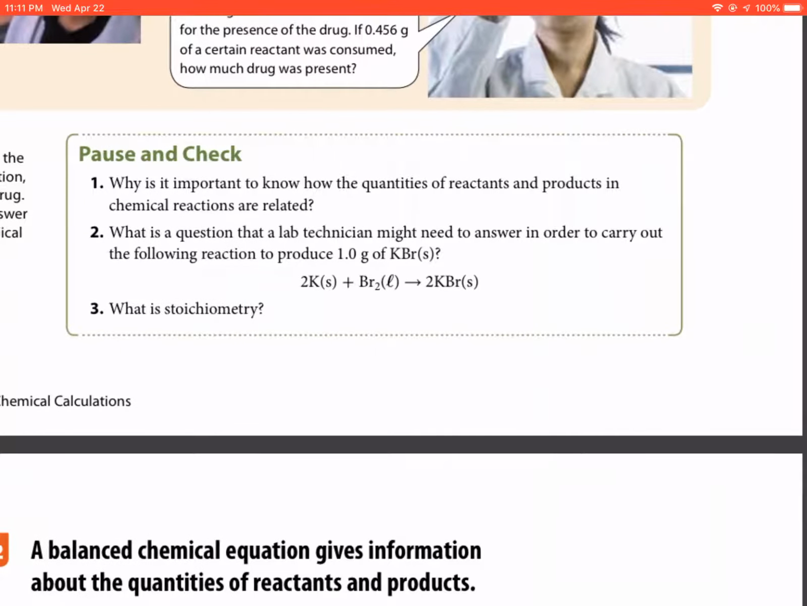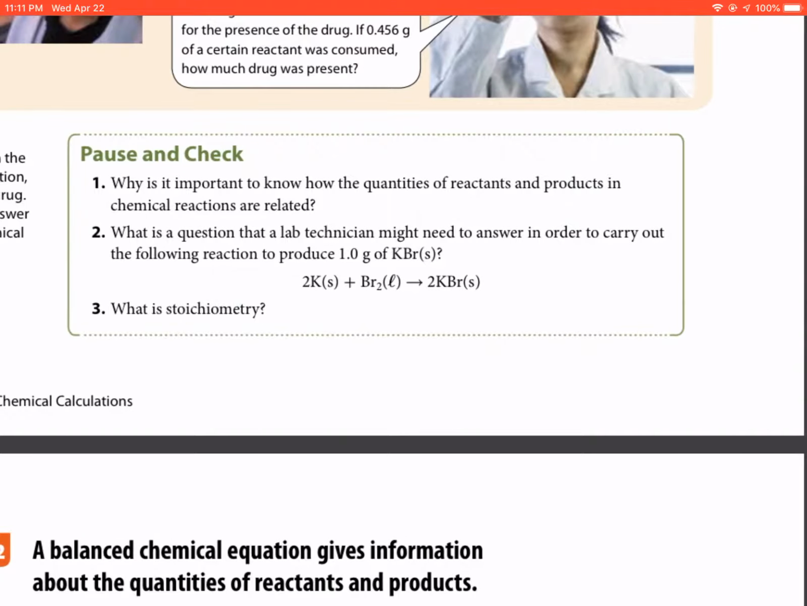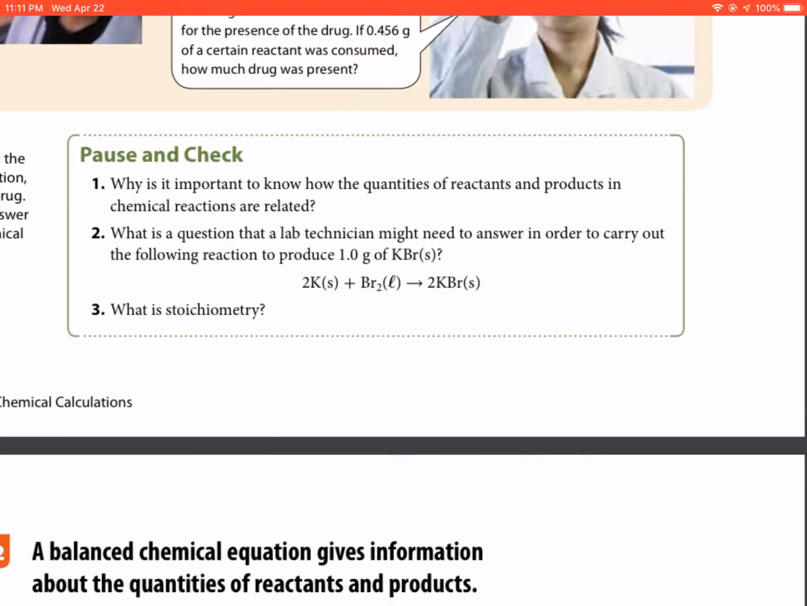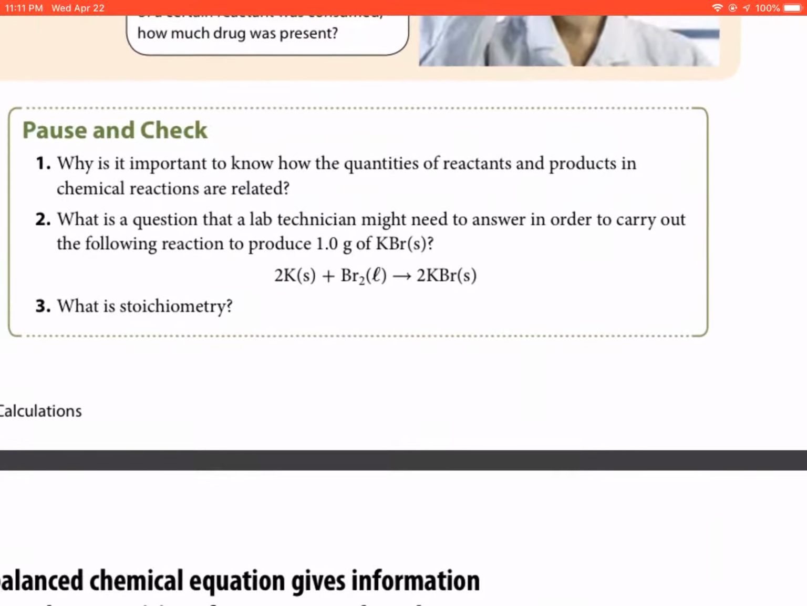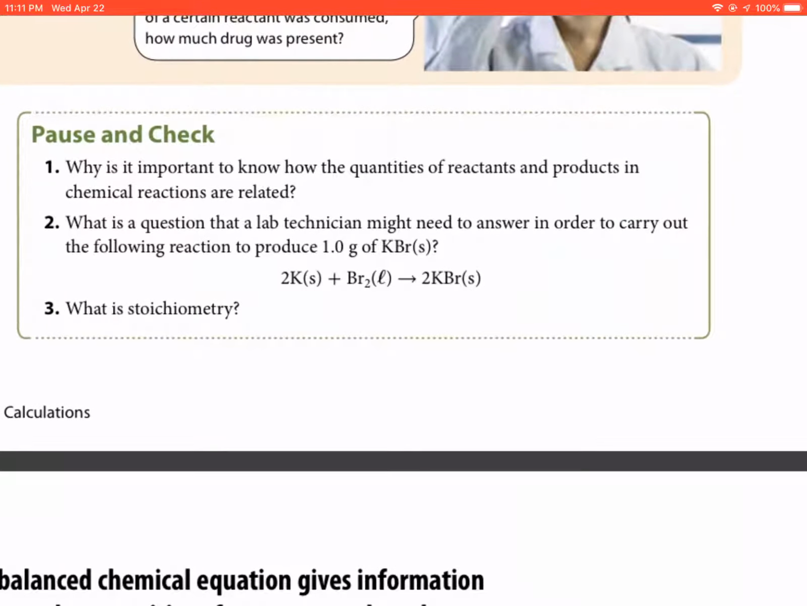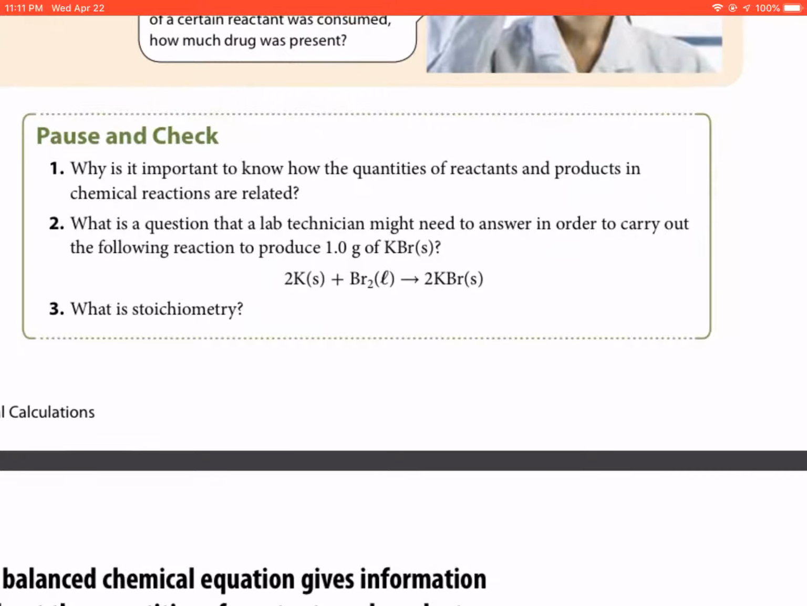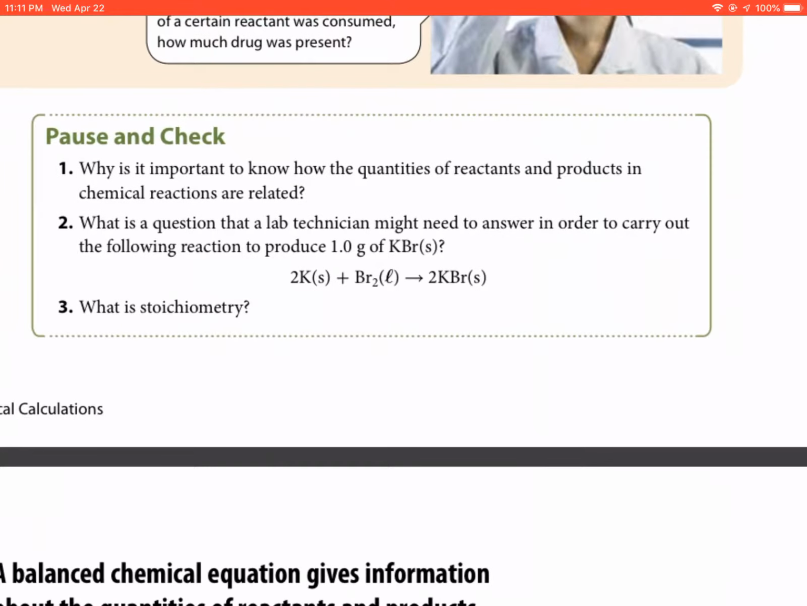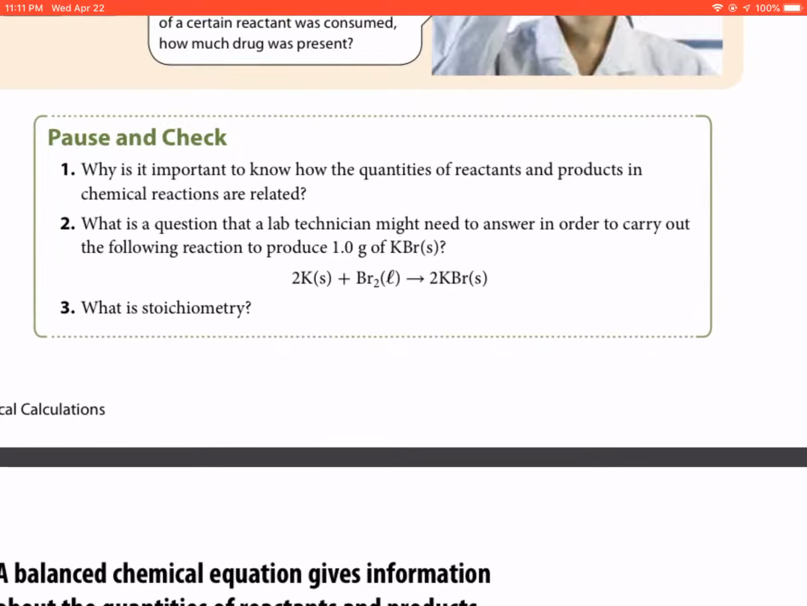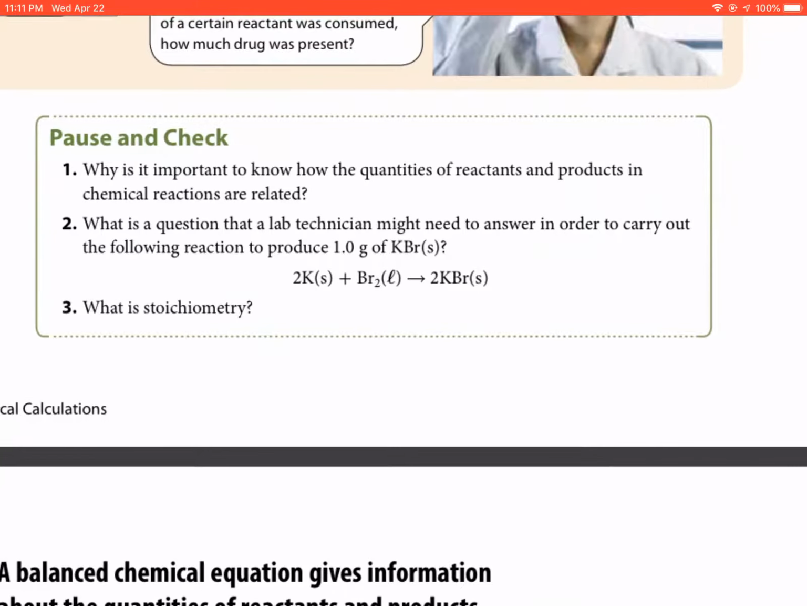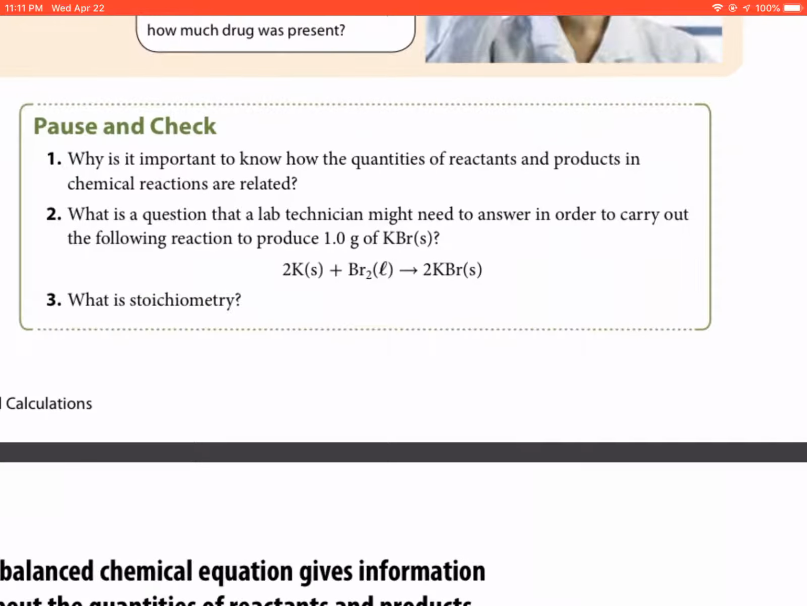So if I come down to the pause and check questions here, the 3 questions are, why is it important to know the amounts of reactants and products in a chemical reaction? If you look at the example that they give there in question 2, it says 2 potassium atoms react with a Br2 molecule, bromine, to make 2 potassium bromide molecules. Okay, so that's what the reaction is.